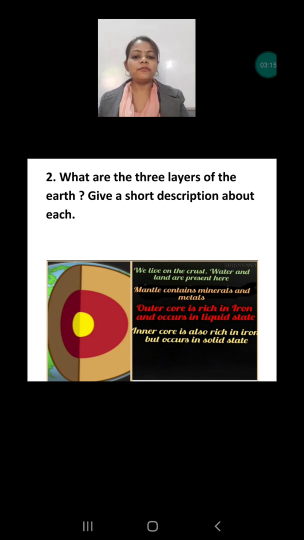So you just have to write the 3 parts of the earth. First is crust, second is mantle, third is core. I hope you all have understood this question.